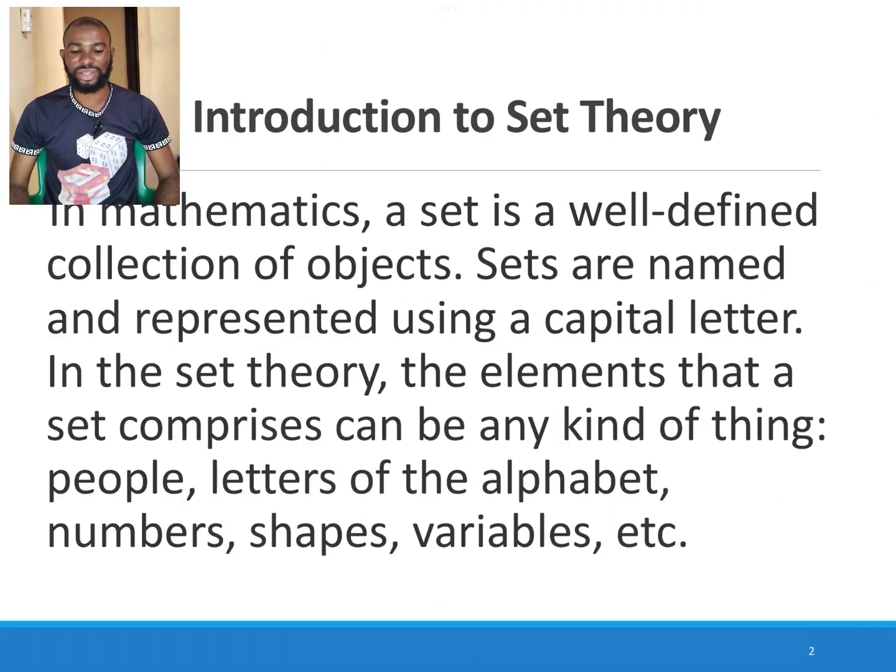In mathematics, a set is a well-defined collection of objects. Sets are named and represented using a capital letter. In set theory, the elements that a set comprises can be any kind of thing: people, letters, alphabets, numbers, shapes, variables, etc. All these things listed here are simply called the elements of a set. I'll try my best to rush this because of the time. Let me simplify this as fast as possible.